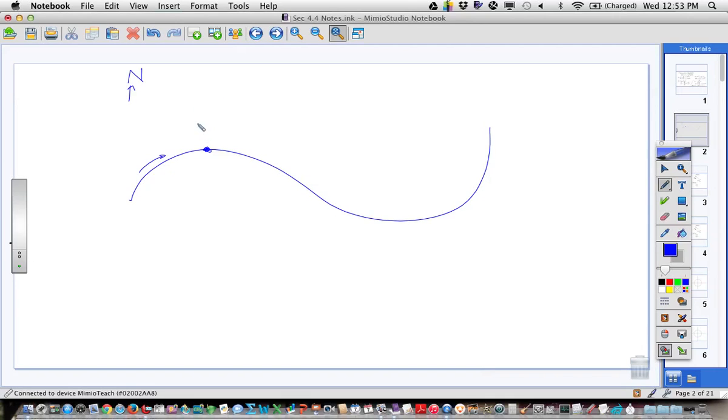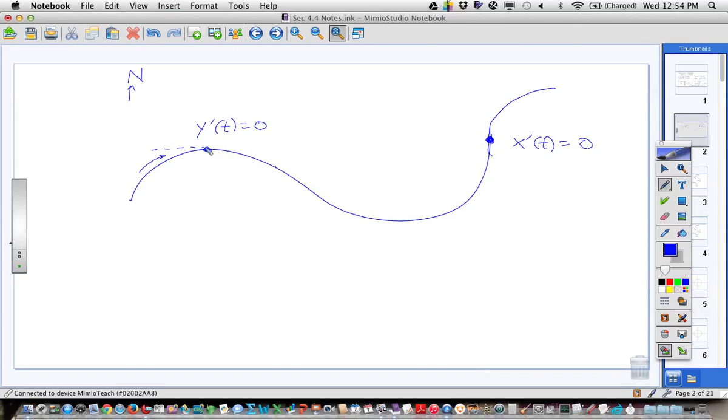Y prime of t right here would be 0, right? And what about, let's say that right here the road is going straight north. Then you would know that x prime would be 0 right there. All of your movement is vertical at that point, a vertical tangent, right? X prime would be 0.